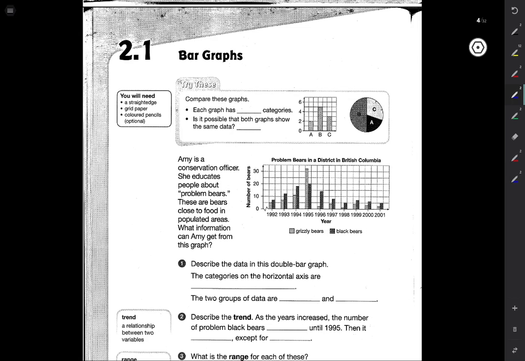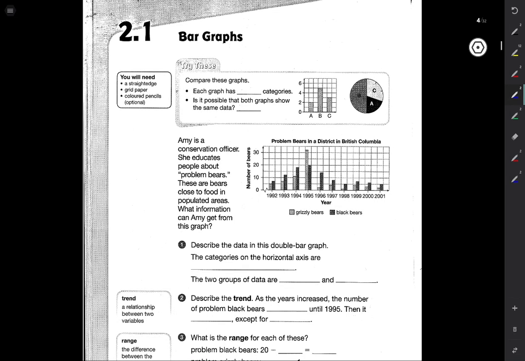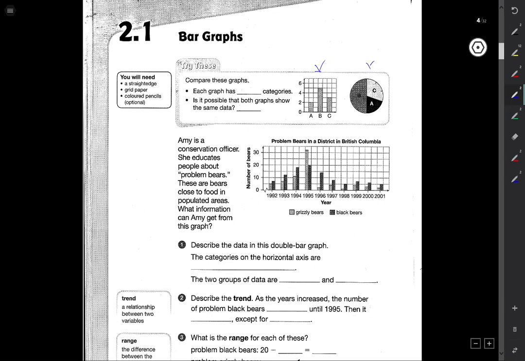So the first type of graph we're going to be looking at are bar graphs. So let's try these examples here. So let's compare these graphs. So this one and this one.